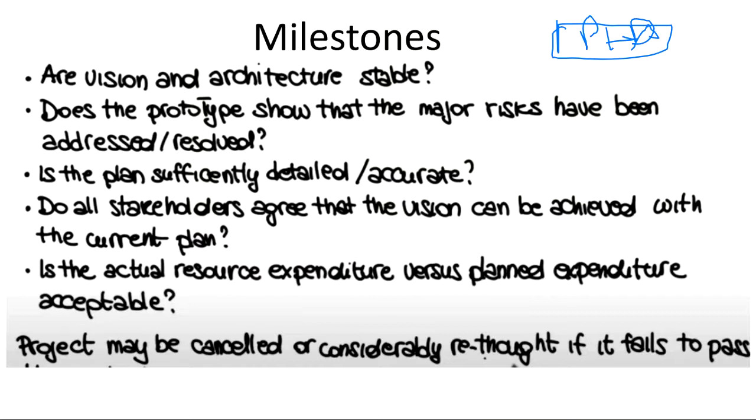After this elaboration phase, you should be at a stage where you are able to answer these questions: this vision that you are trying to create and this architecture which you have drawn, are they stable or not, or will they fail when you finally code? Does this prototype show that the major risks have been addressed or resolved? Does your UML diagram or any kind of modeling diagram you have used show what risks are involved in your project, and have you addressed those risks also?